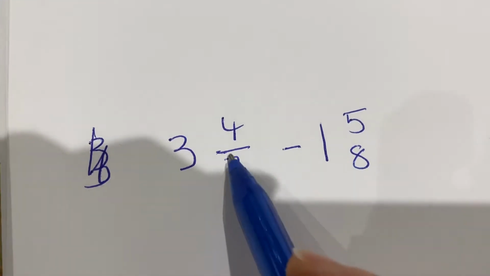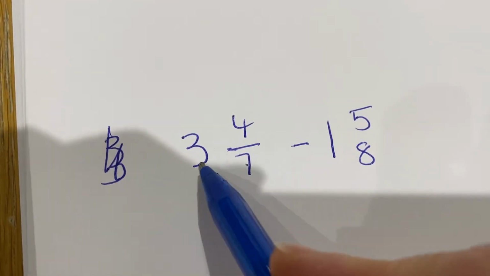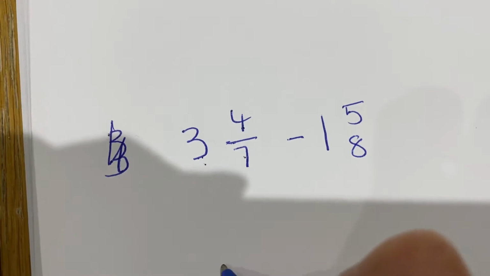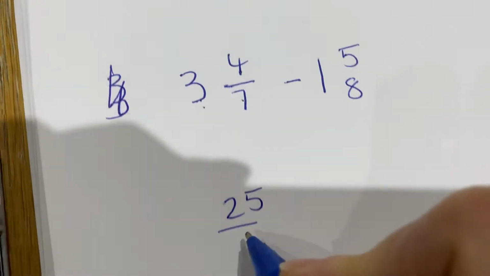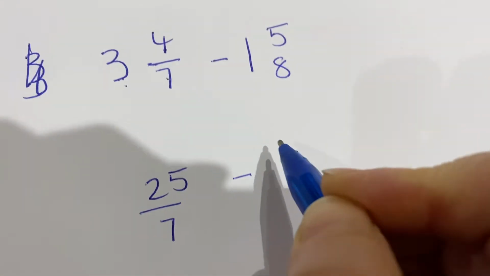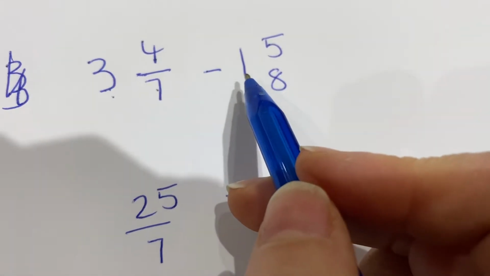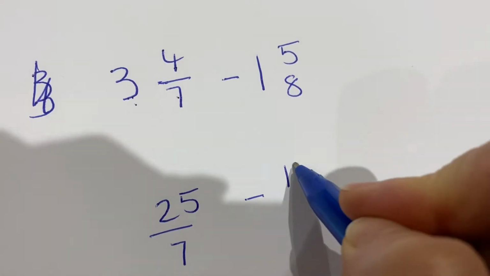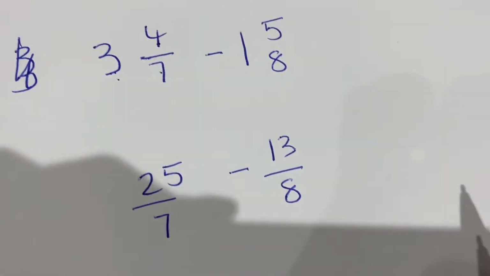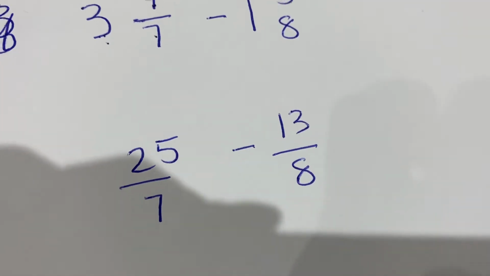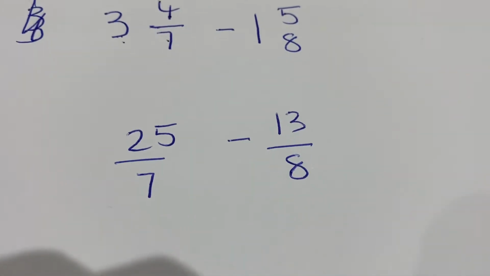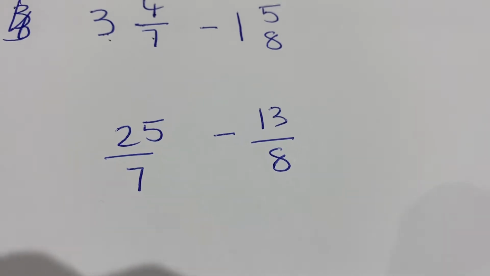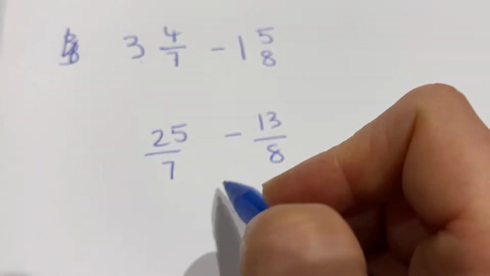So I'm going to do 3 multiplied by 7 is 21. 21 plus 4 is 25. And then I'm going to do 1 multiplied by 8 is 8, plus 5 is 13. Okay, now I need to make my denominators the same. This gets a bit tricky. But the first number that 7 and 8 are both factors of is 56.